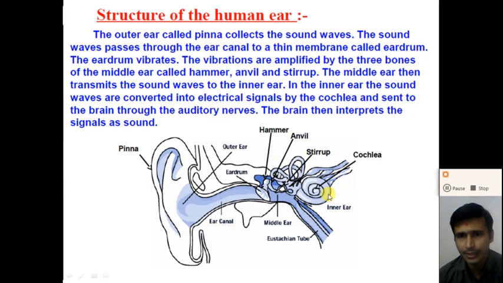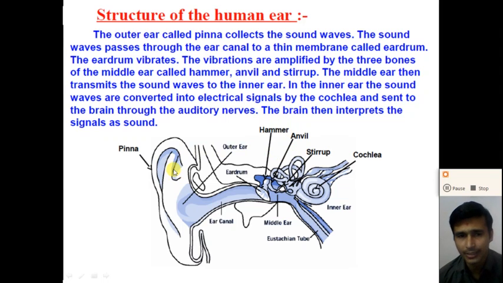In the inner ear, the sound waves are converted into electrical signals by the cochlea and sent to the brain through the auditory nerves. The brain then interprets the signal as a sound signal. So this way we can hear the sound, right?